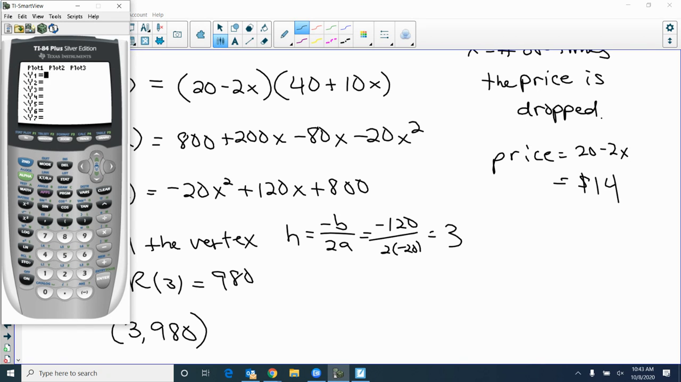Now you can type it in as the product, or you can do the negative 20x squared. It'll still be the same. So negative 20x squared plus 120x plus 800. All right, so this is probably what you see, right? You see nothing. So you gotta be smarter than your calculator.